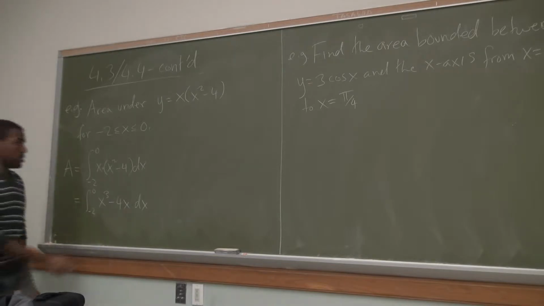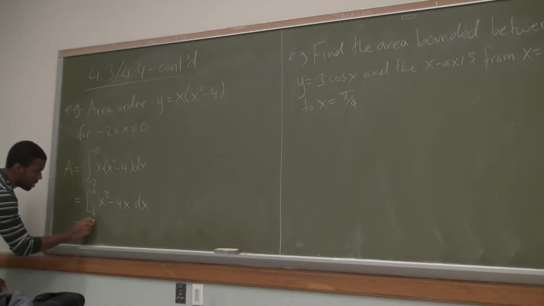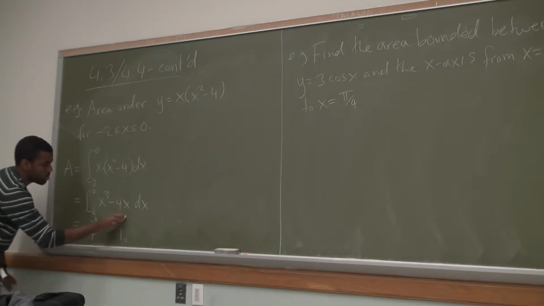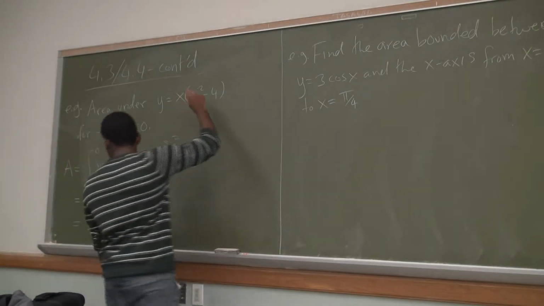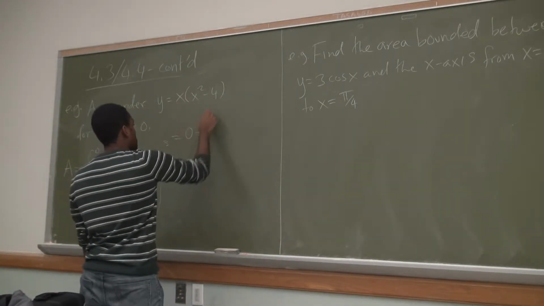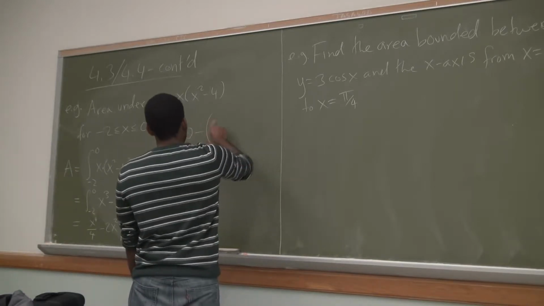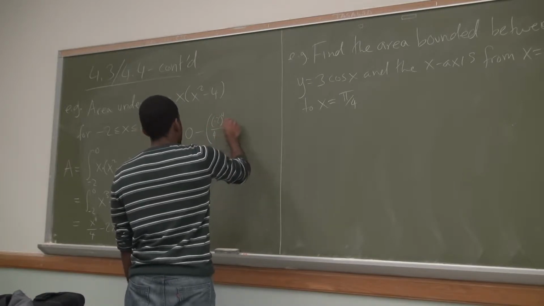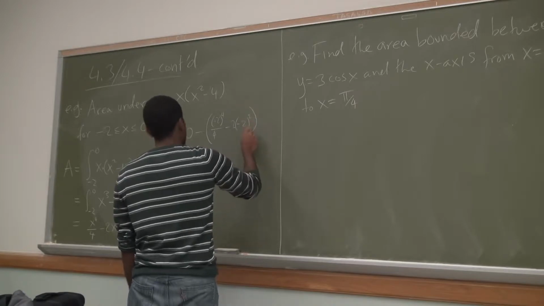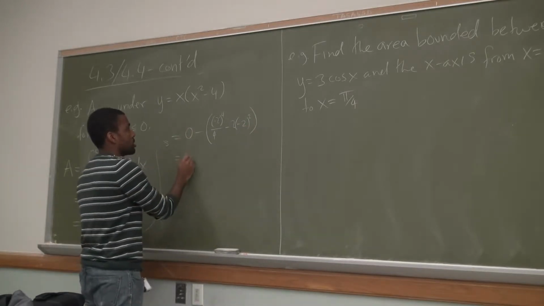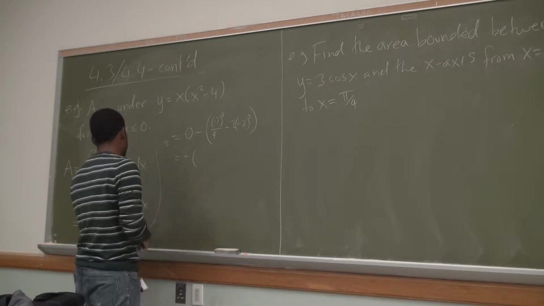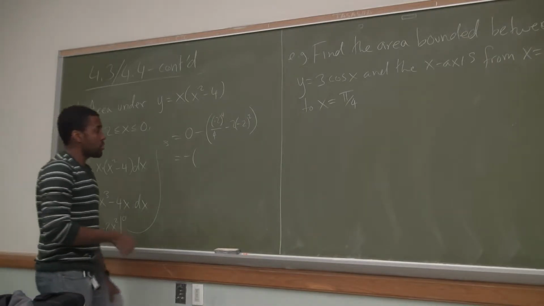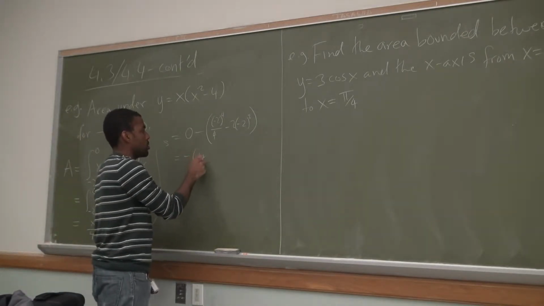And now we just apply the power rule to each term. So this is just x to the 4th over 4 minus 2x squared between minus 2 and 0. So it's 0 minus, open bracket, very important. Now we have minus 2 to the 4th over 4 minus 2 times minus 2 squared. 2 to the 4th is 16, divided by 4 is 4.